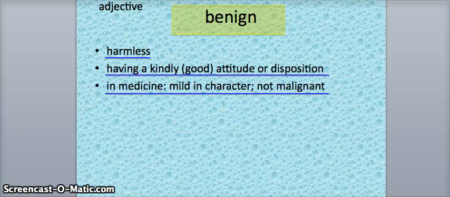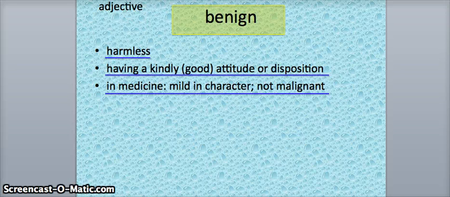And our last word for the week is benign. Benign is an adjective, so it describes things, right? Something that is benign is harmless. It has a kindly or good attitude or disposition. Or specifically in medicine, benign can mean mild in character or not malignant. And that's the way we most often hear it. Now, all of these definitions are good ones. I want you to underline all of them, okay?